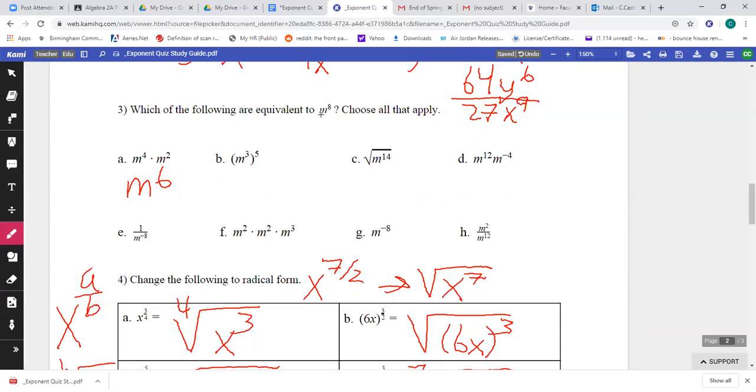For letter B, this is when you multiply the exponents. When it's power to a power, this is m to the 15th. So that doesn't work either. Now, for letter C, remember we just did this below. If I'm going to write this as a fraction, this is 14 over 2. 14 divided by 2 is 7, so this is m to the 7th. That's not an answer choice.